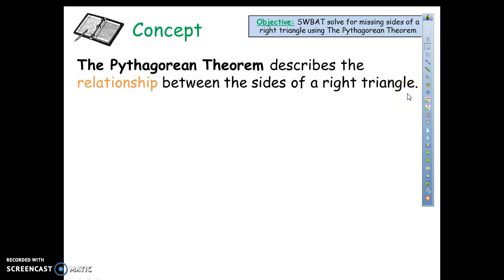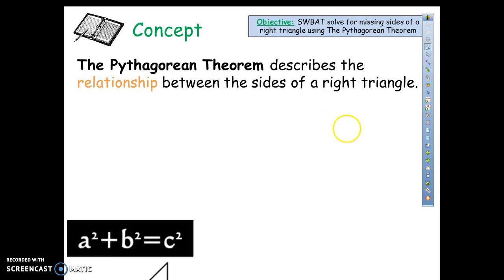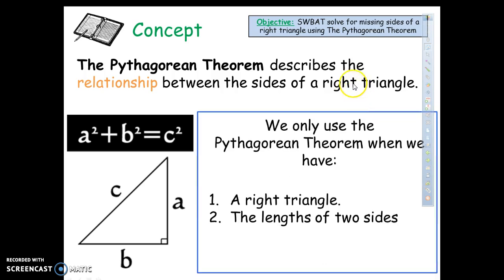Okay, so let's go ahead and talk about applying the Pythagorean theorem. It describes the relationship between the sides. So here I have a squared plus b squared, and that's going to equal c squared. We can only use the Pythagorean theorem if we have a couple of requirements. One, it has to be a right triangle. I need to know it's a right triangle. And then two, you need to know the lengths of two sides.